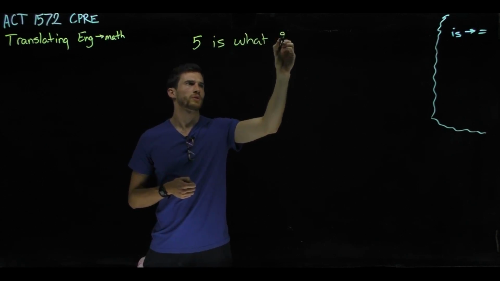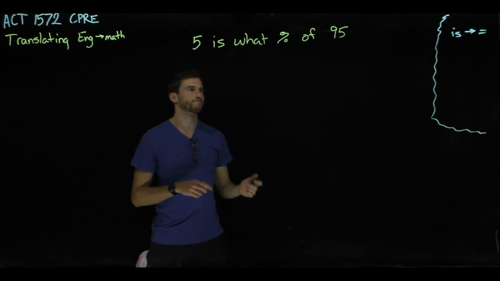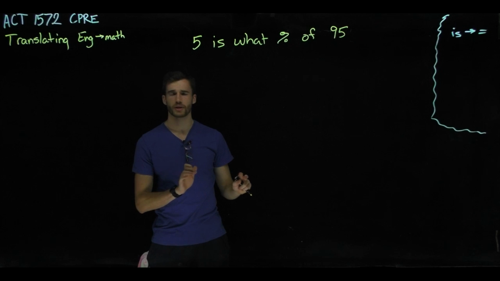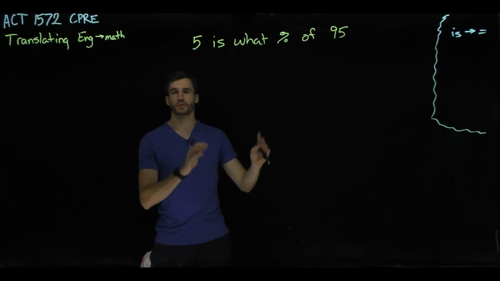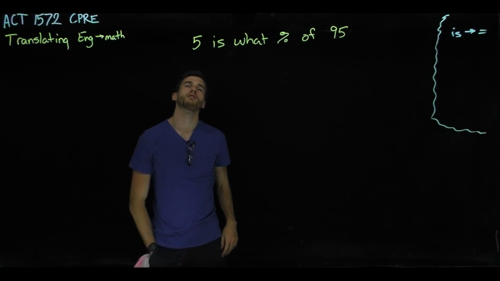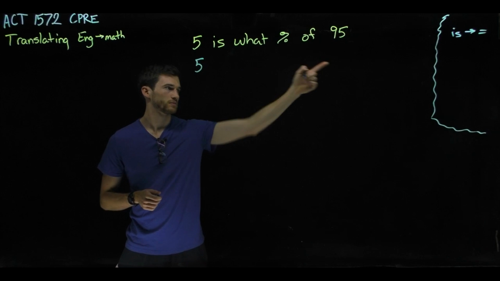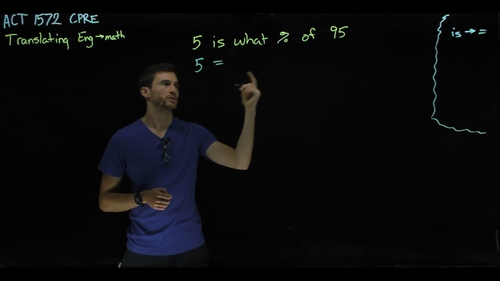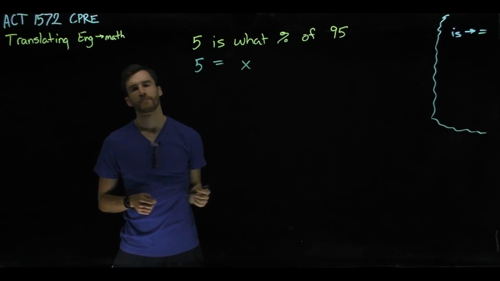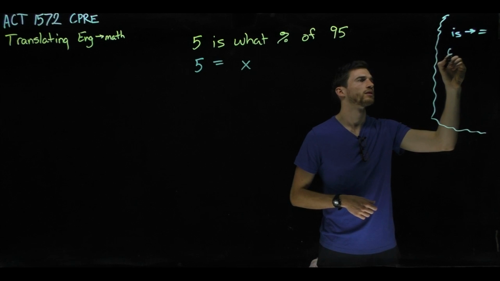5 is what percent of 95? Okay, let's not try to work super hard and figure out which way percents go or anything like that. Ignore percent. It's what percent, that's just going to be our variable. Here, we're going to have 5 is equals. What percent? That's going to be, let's call it x, of. This is something new now. What do we do with of?